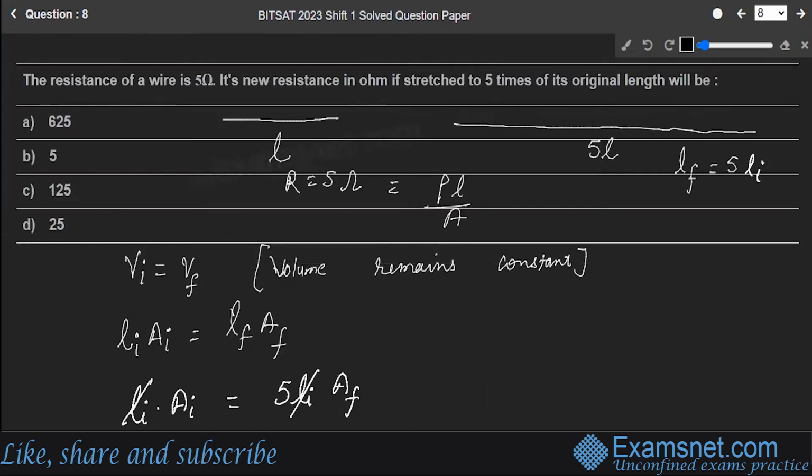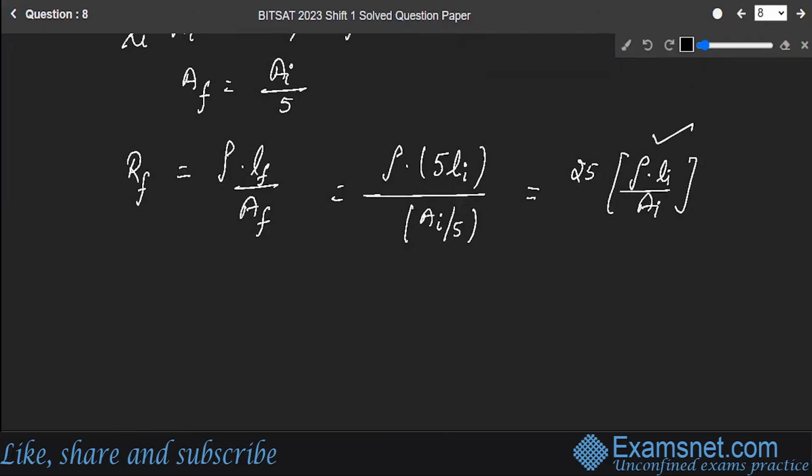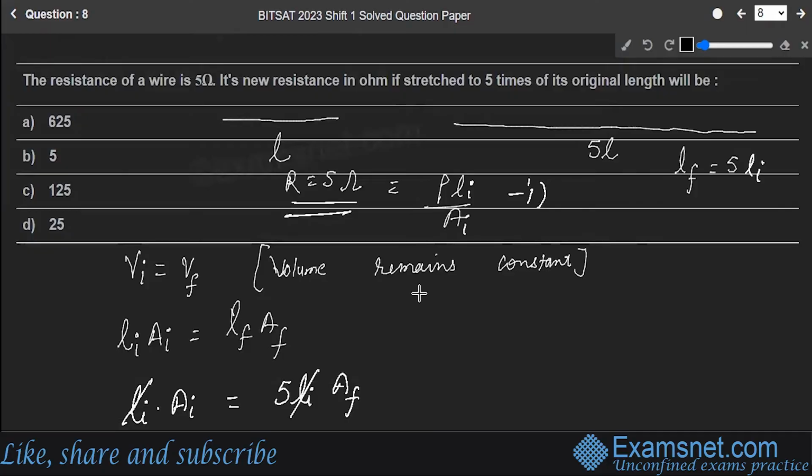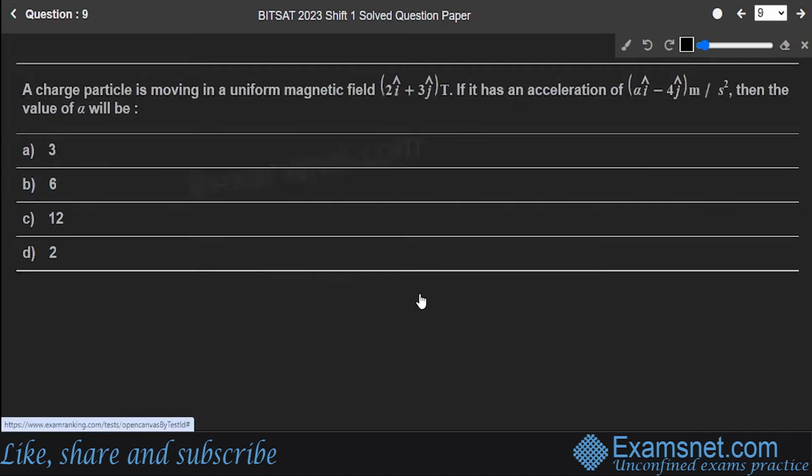And rho Li upon Ai, this is for the initial one, right? The resistance is given as 5 ohm. So this is equal to 5 from equation 1. This is equal to 125 ohm. This is the answer to the question. We have option C as the correct answer. Hope you understood that. Next is question number 9.